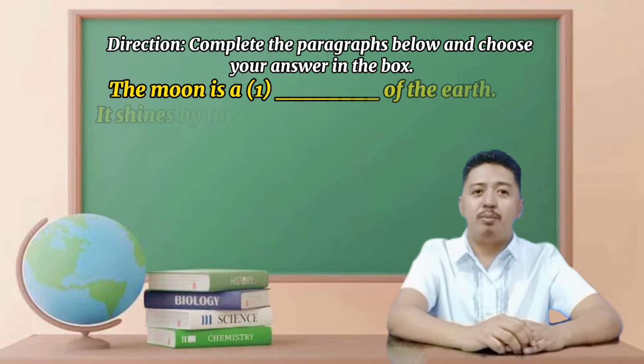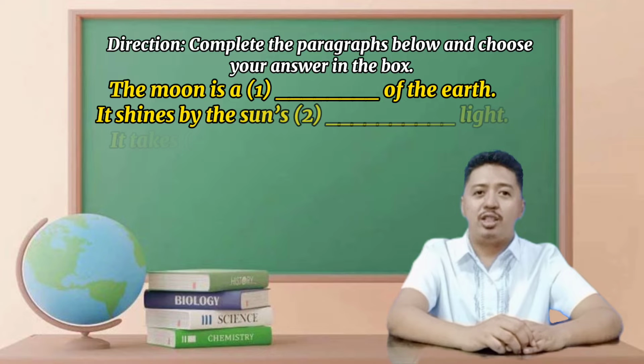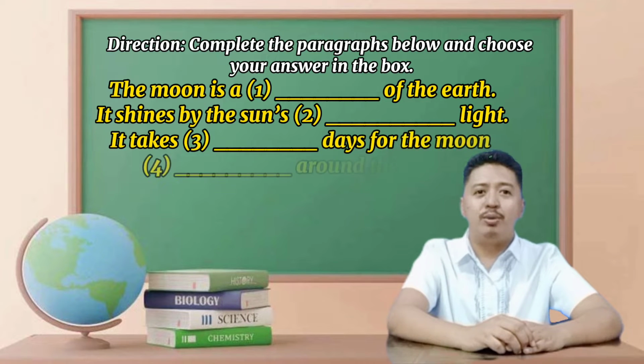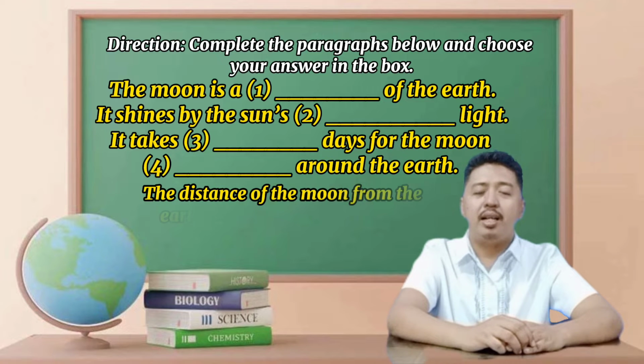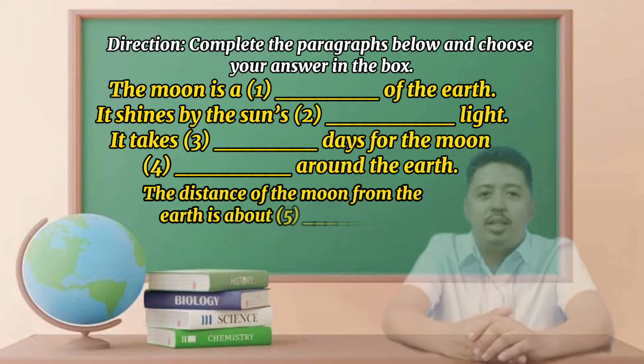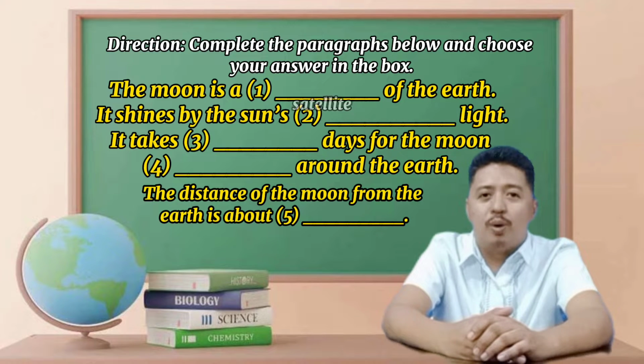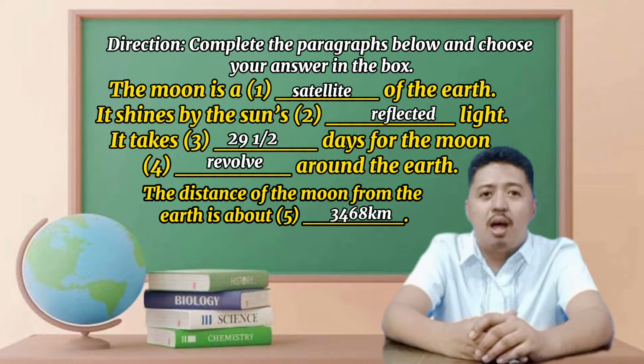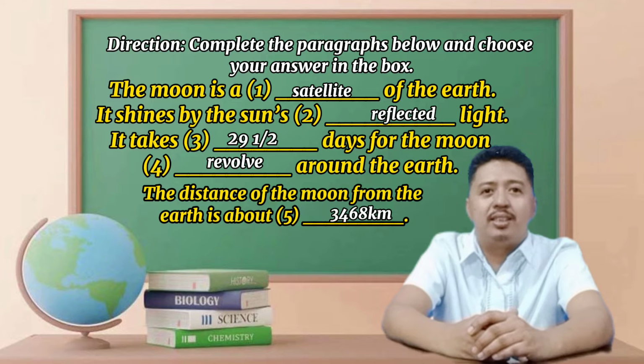The moon is blank of the earth. It shines by the sun's blank light. It takes blank days for the moon to revolve around the earth. The distance of the moon from the earth is about blank. Let's now check your answer. 1. Satellite. 2. Reflected. 3. 29.5. 4. Revolved. And 5. 384,000 kilometers. Good job! It's nice to know that you remember our previous lesson.